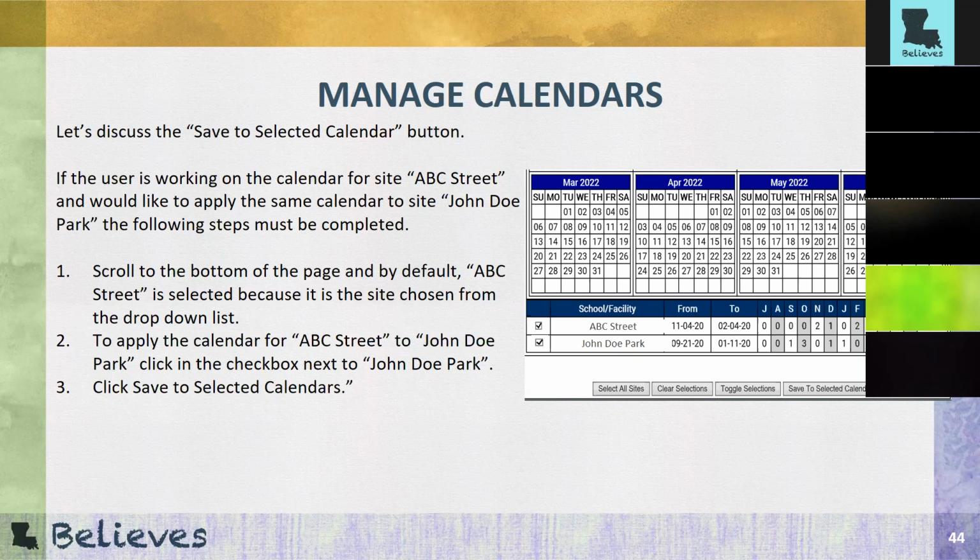You would scroll to the bottom of the screen or the bottom of the page, and by default, ABC Street is selected because it is the site chosen from the drop-down list. To apply the calendar for ABC Street to John Doe Park, you would click in the checkbox next to John Doe Park, and you would click Save to Selected Calendars.